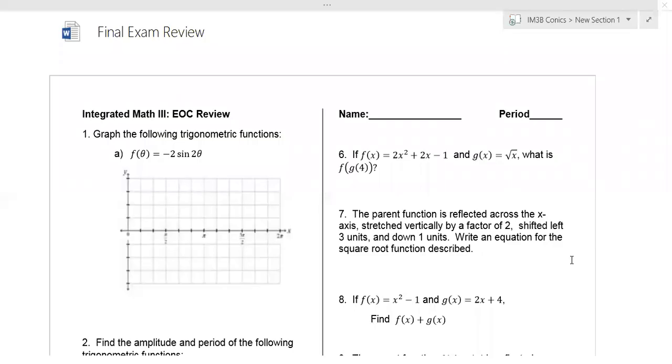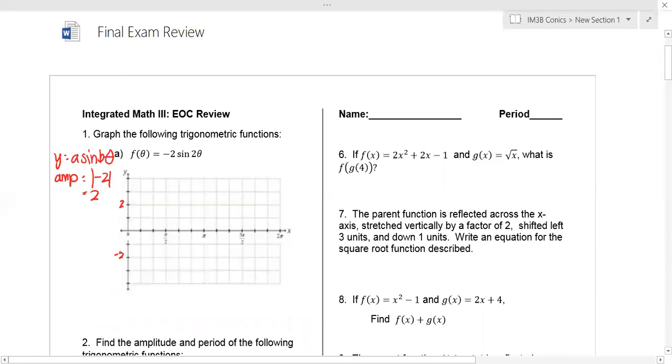Okay, so we're going to do questions 1 through 15 on the end of course review for your final. The first one's asking us to graph a trig function. So remember that when we're given a trig function in the form of y equals a times sine of b theta, the amplitude of the function is the absolute value of a. So for this one, that means amplitude is 2. So that tells us we're going to go up to 2 and down to -2 on our graph.